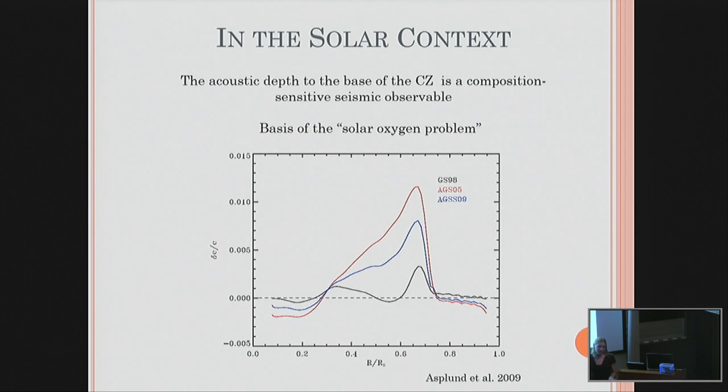There's the spectroscopists, who tend to come up with lower oxygen abundances, and then there's the astroseismologists or the helioseismologists, who are looking at features in the interior of the Sun and saying we can't have this low oxygen abundance because it would change these features.